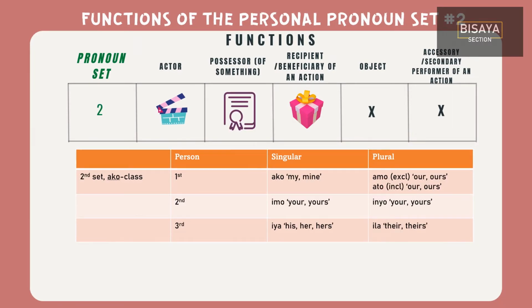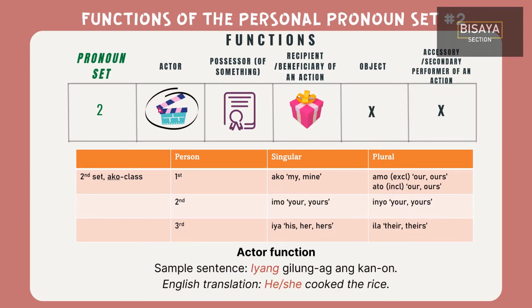This time, we'll touch on the personal pronoun set 2 functions. Take note of the images present in this slide. The set 2 pronouns function firstly as an actor in the sentence. Sample here is, iyang gilung-ag ang kanon. Iya in Visayan means his or her. The sentence could also be translated, the rice was cooked by her. Whichever is the form of the sentence, he or she was still the performer of the action, or the actor.